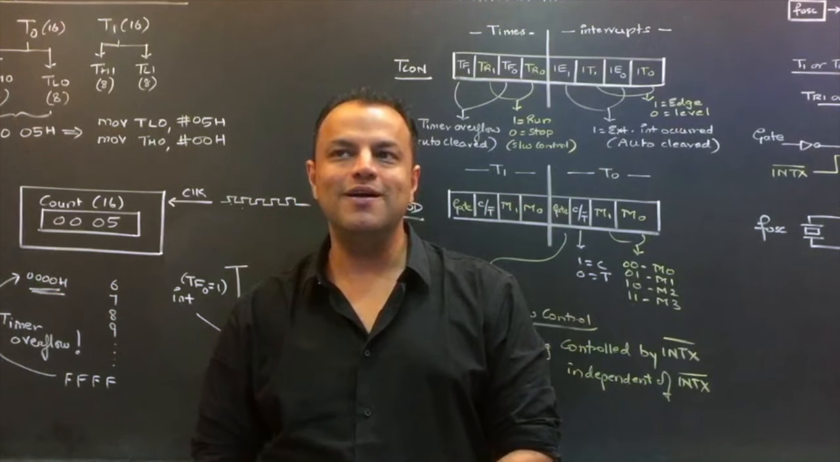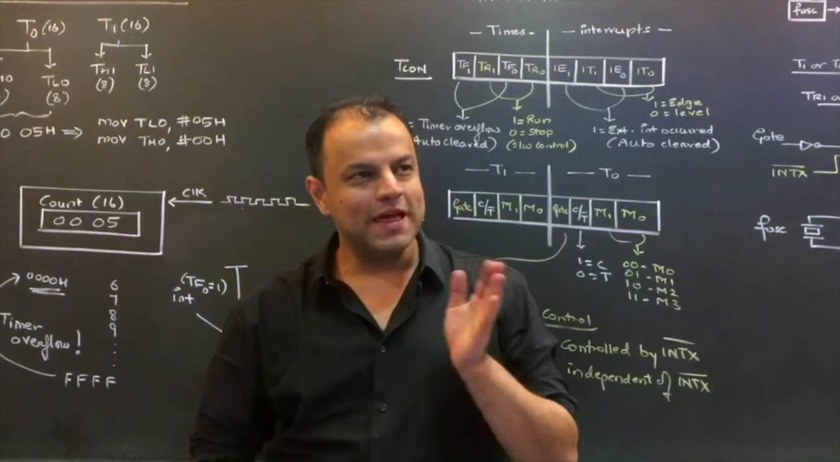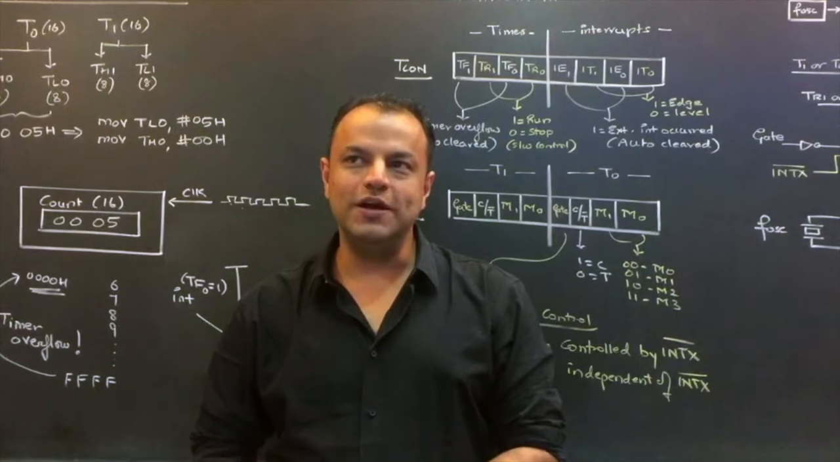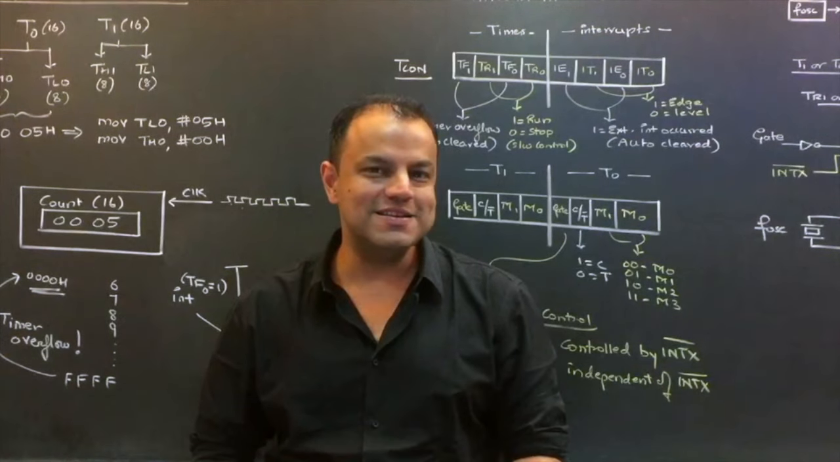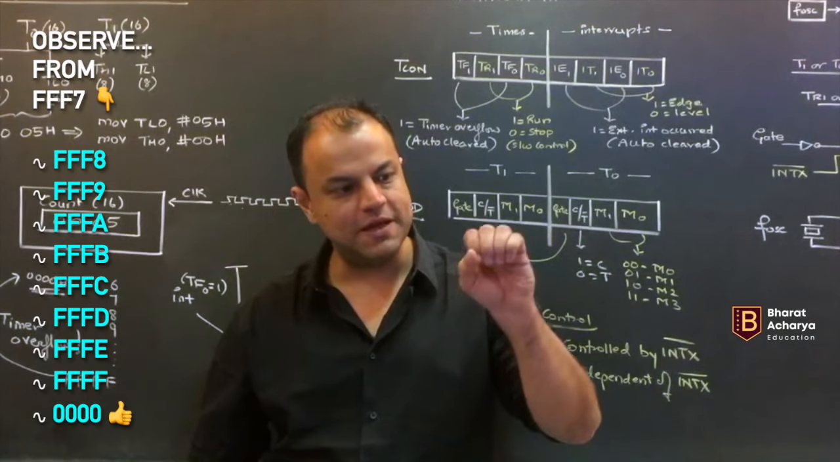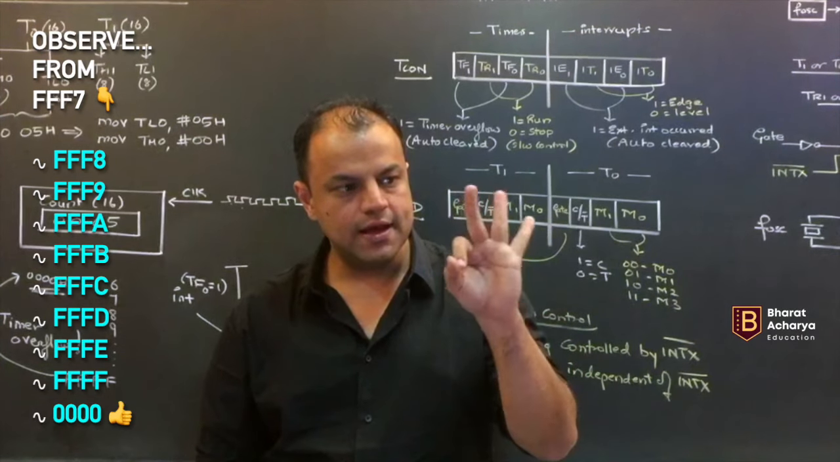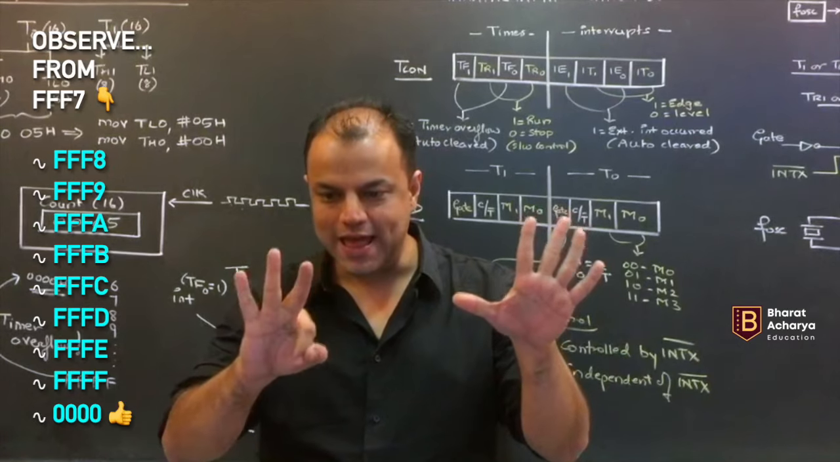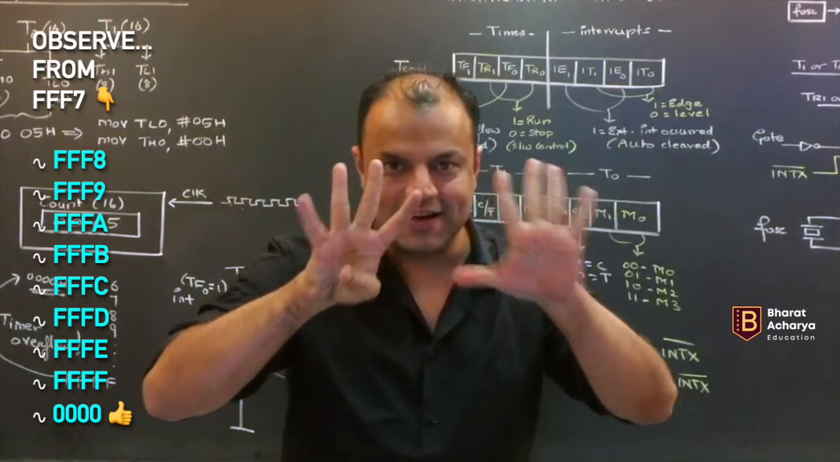So if you want to count 9 pulses, what will you load? FFFF minus 9 plus 1, that means FFFF minus 8. F is 15, 15 minus 8 is 7. That means you start with FFF7. First pulse will become FFF8, 9, A, B, C, D, E, F, overflow. Exactly 9 pulses are counted.